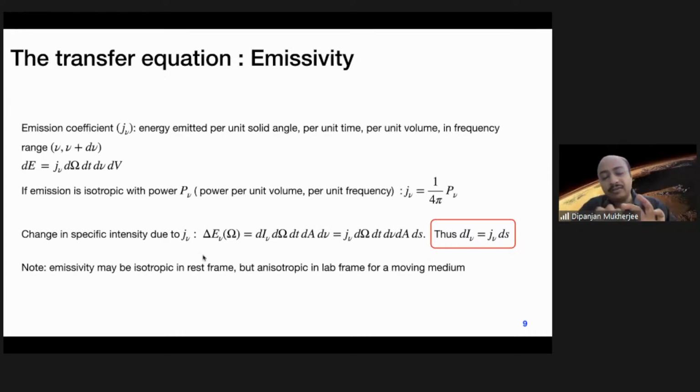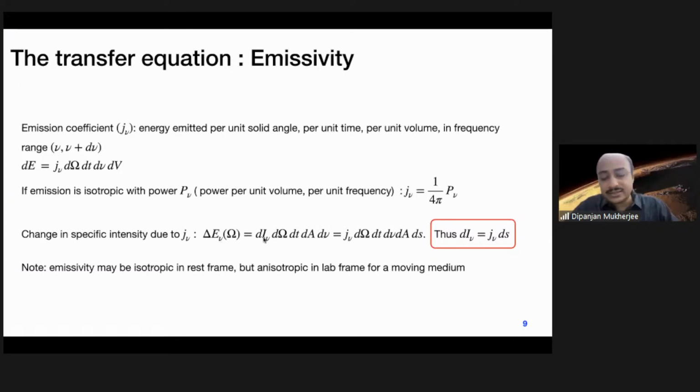Now let's look at the change in intensity. Suppose you have a pencil beam going along a particular direction, and some physical process adds some energy onto the beam. That will of course change its intensity. So the change in energy in the given pencil beam due to this process is given by j nu times d omega dt d nu dA. I had the volume here. Suppose the pencil beam has a surface area dA and is traversing a length ds, so the volume is dA times ds.